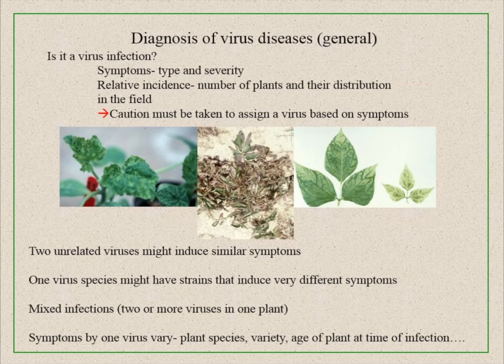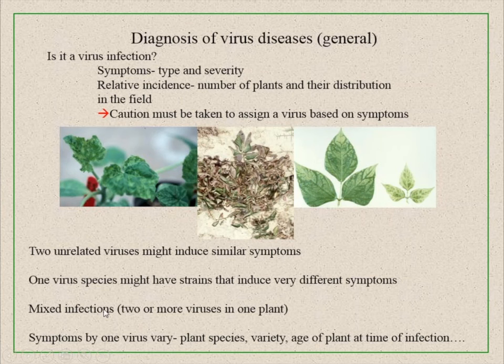So for instance, two unrelated viruses might cause very similar symptoms. In this case, this cucurbit plant, cucumber mosaic virus and watermelon mosaic virus, two different viruses, cause very similar symptoms like this in cucurbits. One virus species might have strains that induce very different symptoms. This is black-eye cowpea mosaic virus in cowpea, two very closely related strains of the same virus species, and yet it induces very different symptoms and a very different degree of severity in the disease.